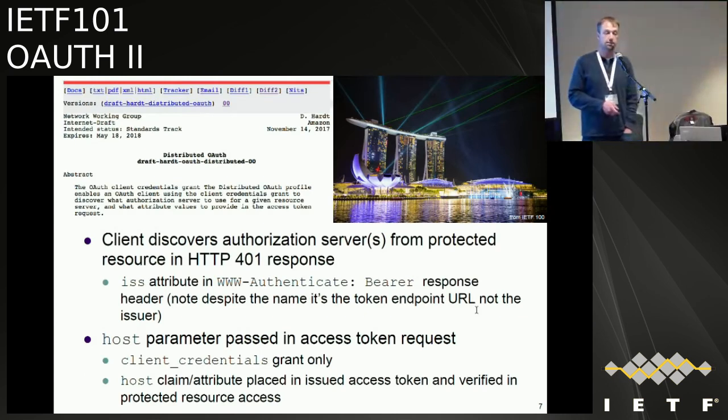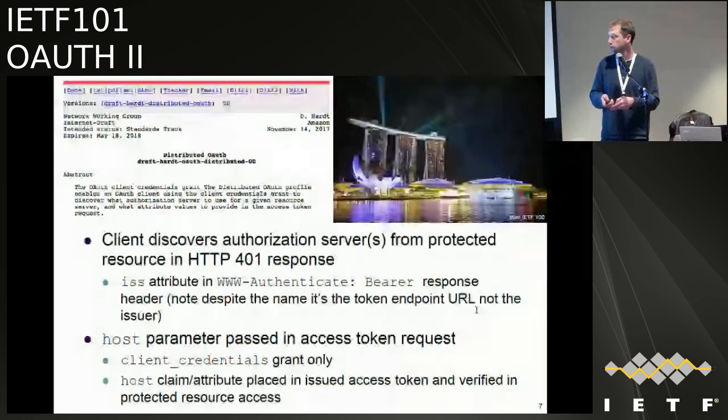Actually, in Singapore, Dick presented this distributed OAuth draft, which is a little bit different, but I think you'll see it's conceptually similar, in the OAuth client credentials grant, the distributed OAuth profile. I had a little trouble reading it, but basically the client, when it makes a call to a protected resource, discovers the authorization server from the protected resource in the HTTP 401 response. When there's a WWW-Authenticate sent back, it includes an issuer attribute in that response that points to the actual authorization server issuer, although despite the name, it's the token endpoint, not the issuer. So it's a little confusing, but conceptually it's saying, here's the authorization server or servers I could trust.